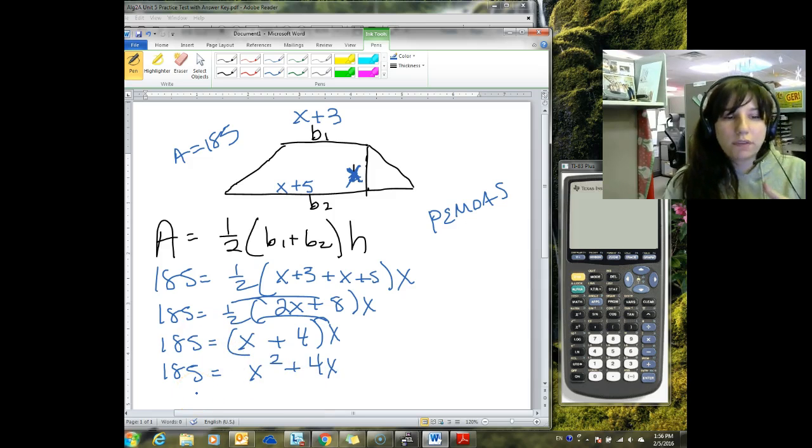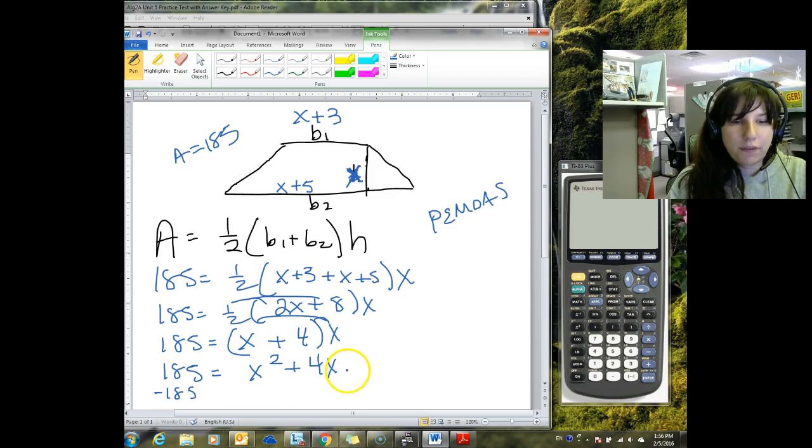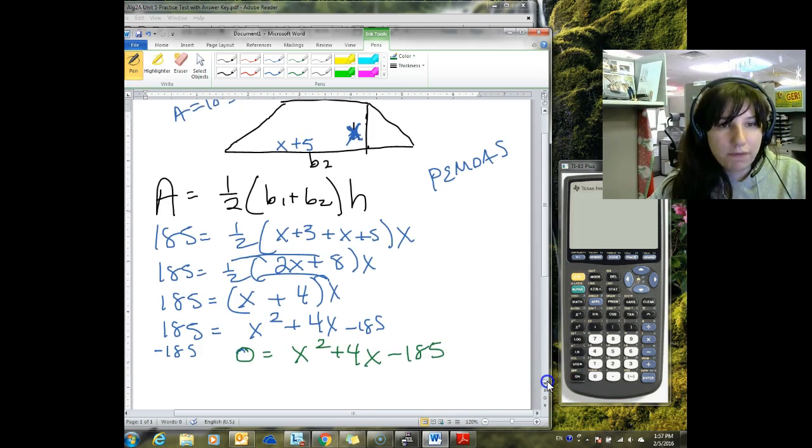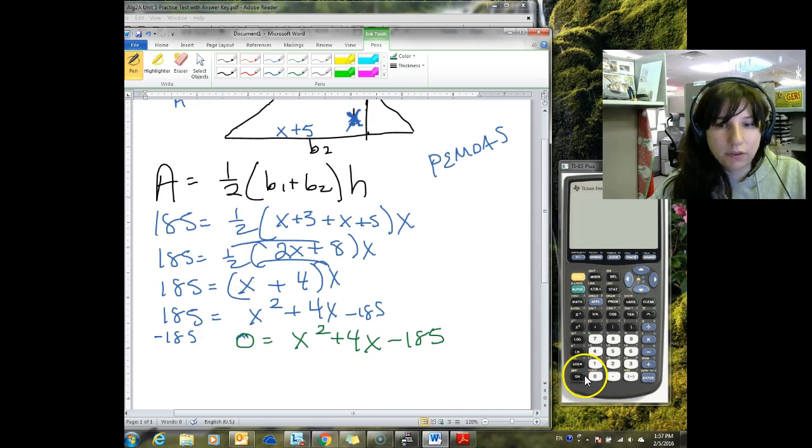And whenever I'm trying to solve these quadratics, again, remember, I got to have it equal to 0. So I got to move this 185 over. So I have, let's put it in another color, stands out a bit. 0 equals x squared plus 4x minus 185. Now, I don't know about you, but I don't really feel like factoring 185. It's kind of a weird number to break up. So I'm going to stick it in my calculator.